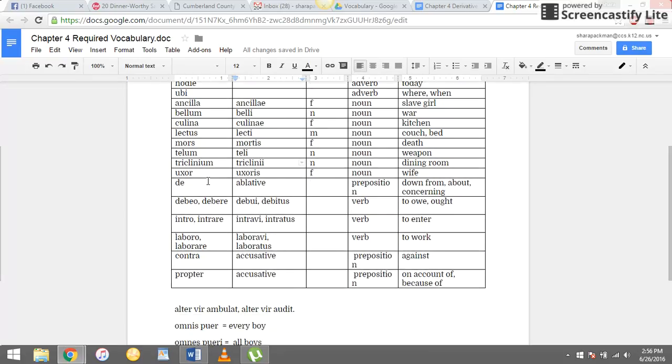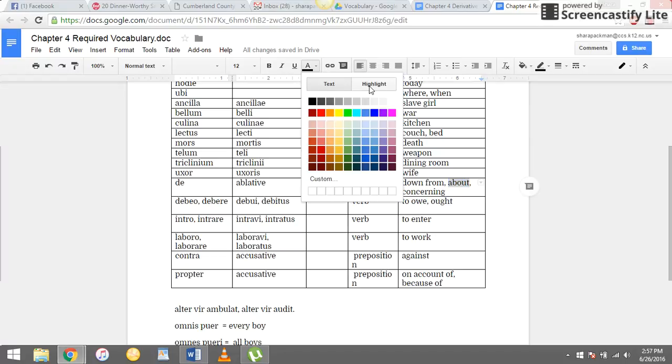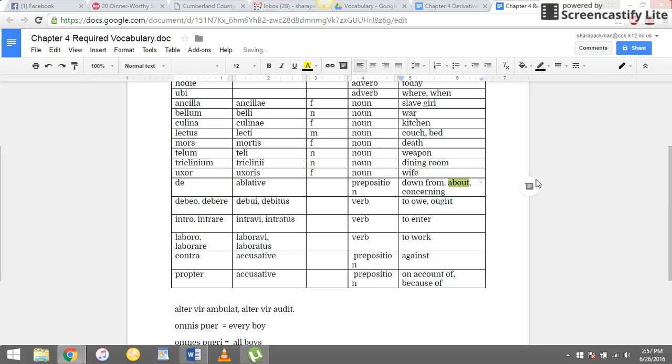All right, your first preposition is de. It takes an ablative. You learned that in the SID space prepositions in Chapter 3. The D in SID stands for de. It means down from, about, or concerning. Most of the time, and I'm going to go ahead and highlight this for you, it's going to mean about. It really only means down from when you're talking about down from the mountain. But if someone's just talking and they use the word de, it's about something. Like I told you about the girl.